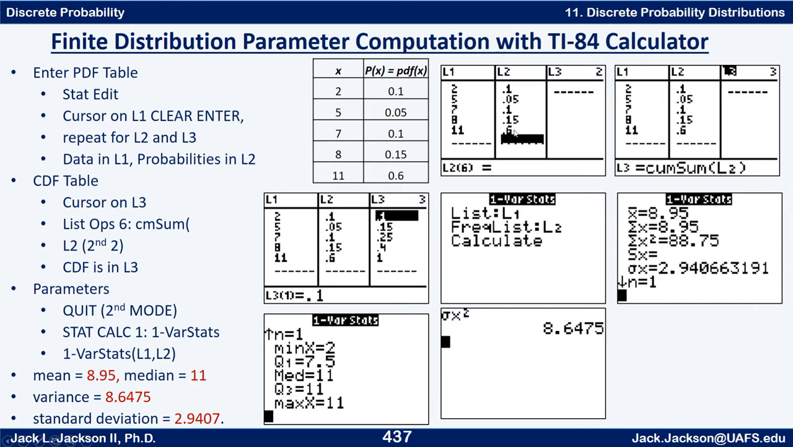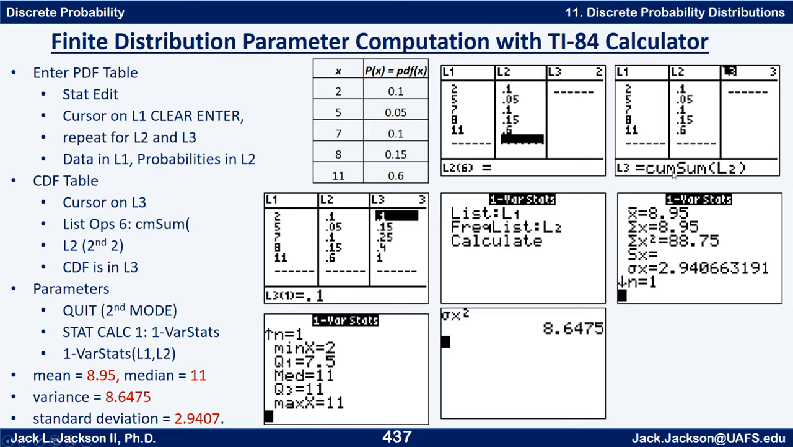If you want to find the CDF, there's a real easy way to do that once you have the probabilities here. Now these need to be in increasing order for this, which they are, so make sure you do that first. Then put your cursor on the heading for L3. Actually, you probably want to go ahead and hit Clear and Enter to clear that out. So now we've got a clear column for L3.